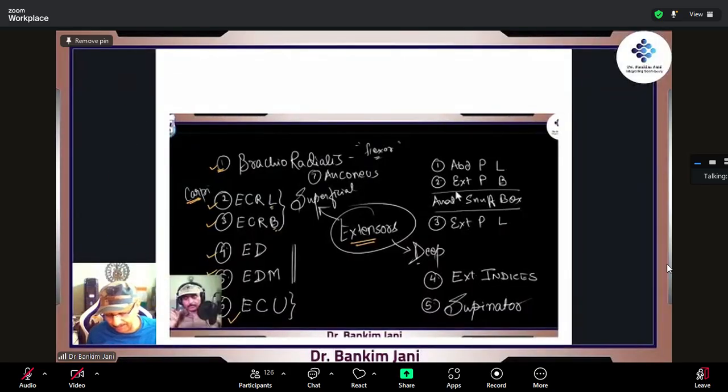What about the deep ones? For the deep ones, the easiest thing to remember is the anatomical snuff box. We are repeating this for the anatomical snuff box.